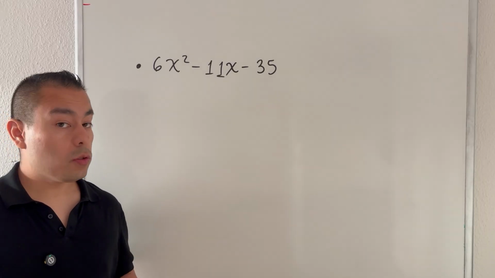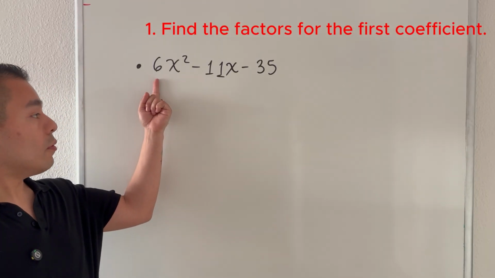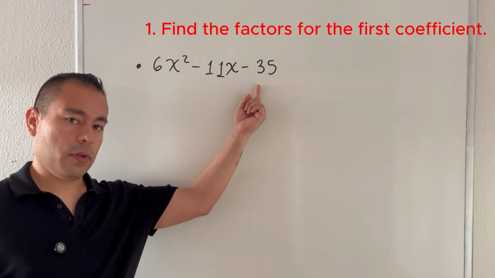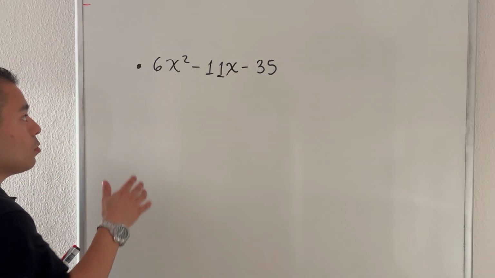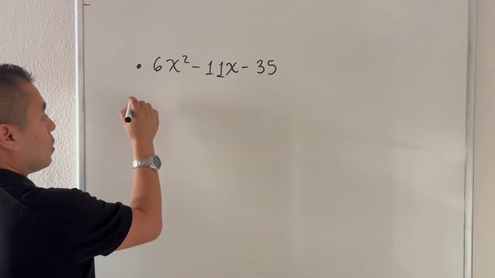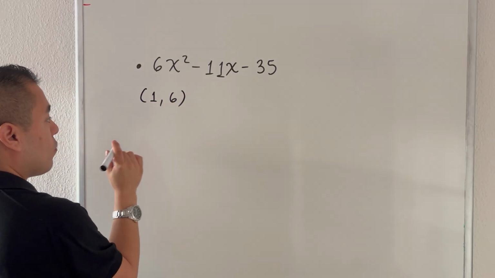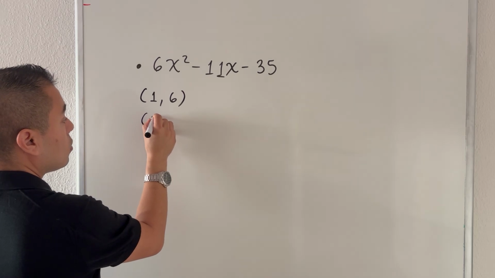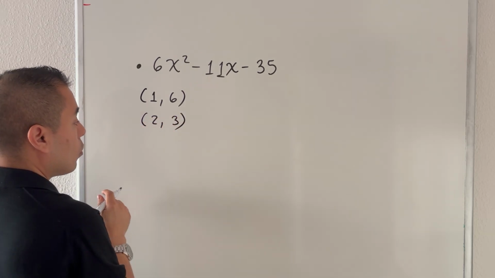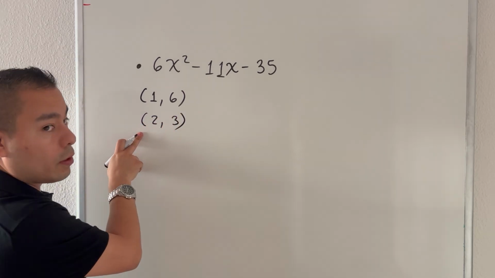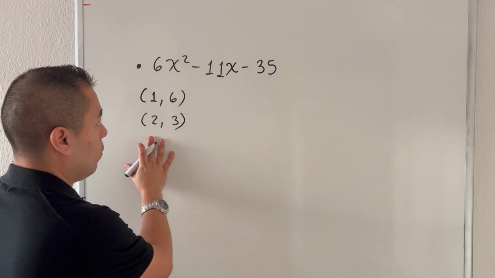The first step that we need to do is to find the factors of the first coefficient and the factors of the third coefficient. For the first coefficient, in this case, we have the number 6. So if I start with the number 1, it will be 1 by 6. The second group of factors will be 2 by 3, and the third will be 3 by 2, but I have it over here already, so I will stop here.